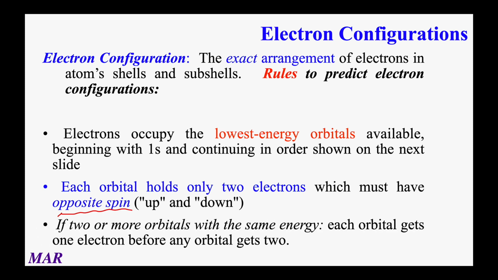If 2 or more orbitals have the same energy, then each gets 1 electron before any orbital gets 2. So going back to the p subshell, p's have the px, py, and pz. You would put 1 electron in each of those orbitals first before you started having 2 electrons per orbital. And we'll see how this works out here in a little bit.